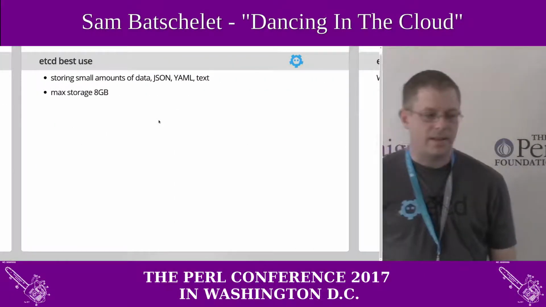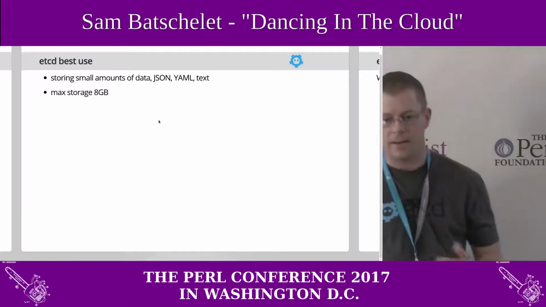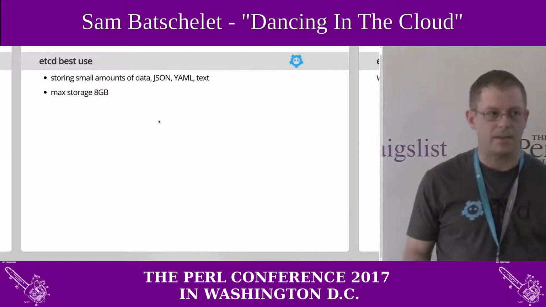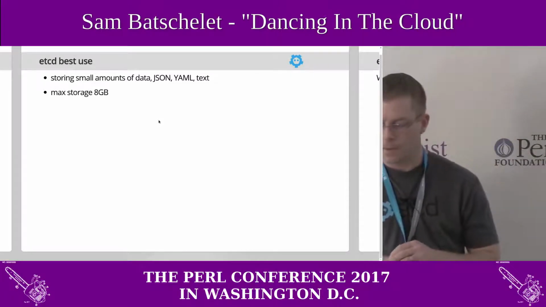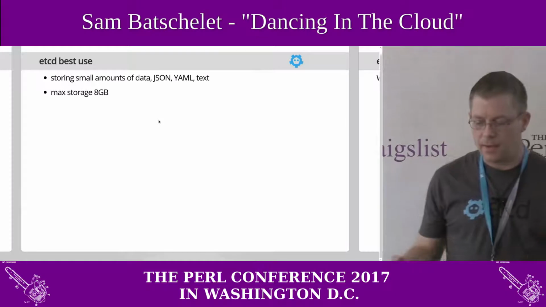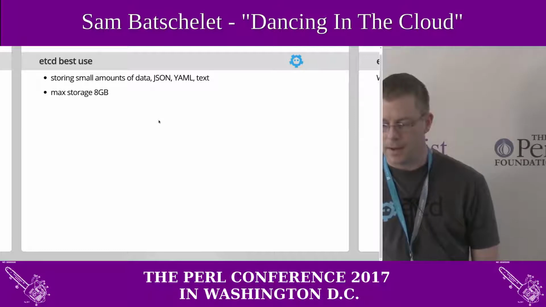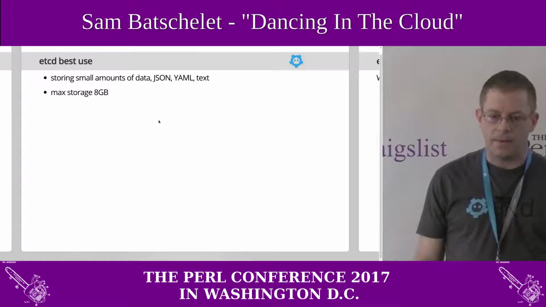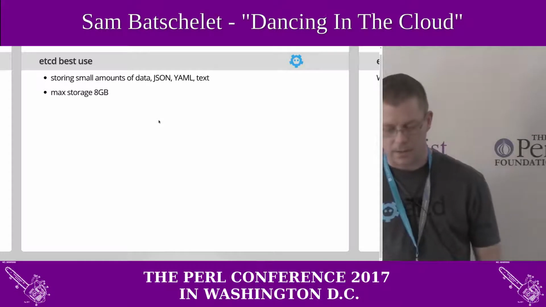Etcd is a data store, but it's not something you want to put gigabytes of data in. It maxes out at about 8 gigabytes, basically because this data needs to be replicated across the wire to all the nodes, and the more data you have, the more stability goes down. So small amounts of data, JSON, YAML, it's great for configs. That's why it's utilized in Kubernetes, basically just storing metadata.